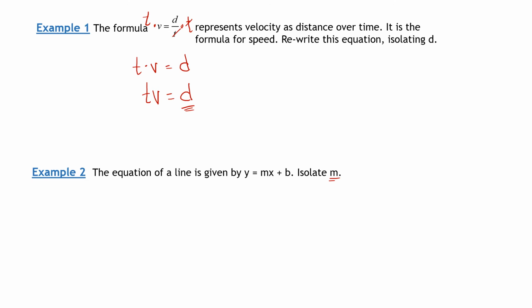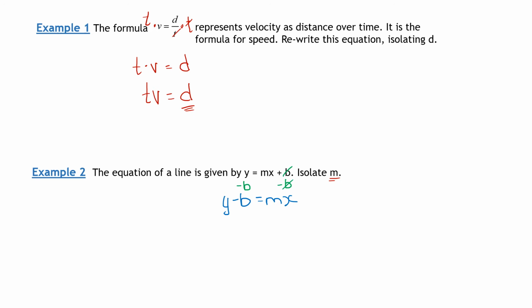The first thing I want to get rid of is the addition subtraction. That's the B. So right now I'm adding a B. The opposite of that is subtracting a B. So Y minus B. So on the right, these two will be gone, B minus B. On the left side, I've got Y minus B. And on the right side, I have M times X.